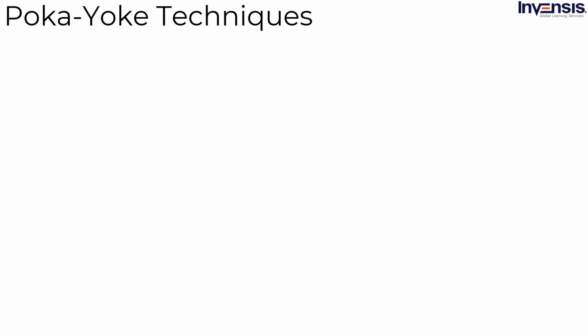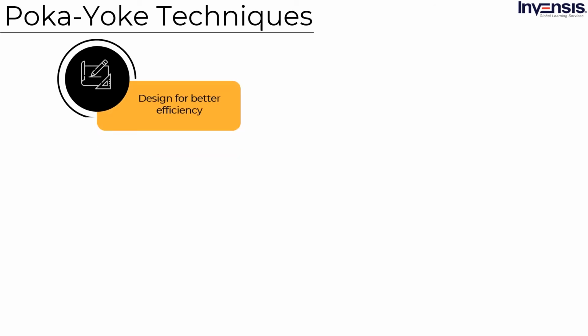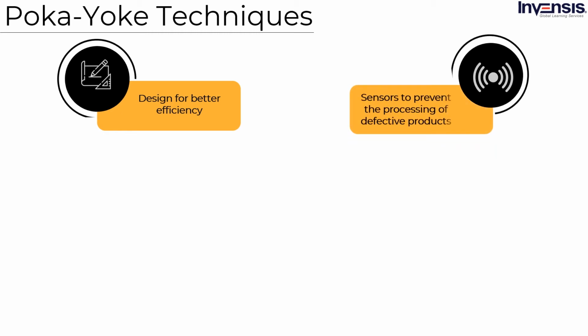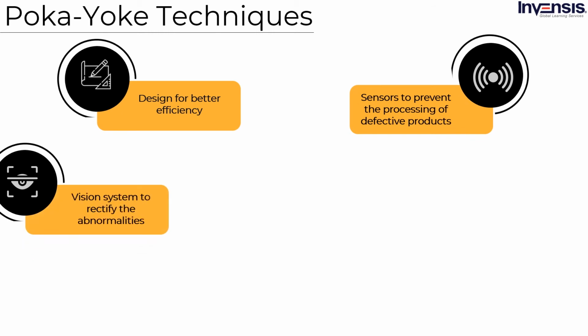The first technique is designed for better efficiency. This means that the system must remove all the defects present in the product, and then produce a higher quality product. The next technique is using sensors to prevent the processing of defective products. By making use of sensors, we can get to the defective parts of the products, and then it can be easy to remove all those which are found unnecessary. Next, we have a vision system to rectify the abnormalities. It can be seen that the visual method is better than any other method in understanding a system. In the same way, if visual systems are used, one can easily identify the abnormalities.